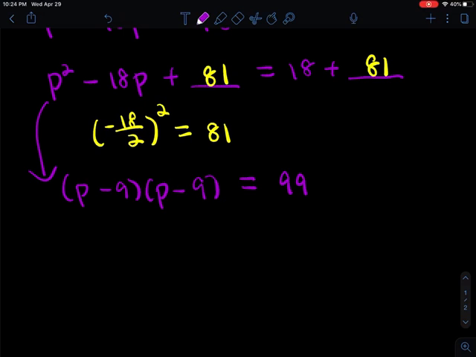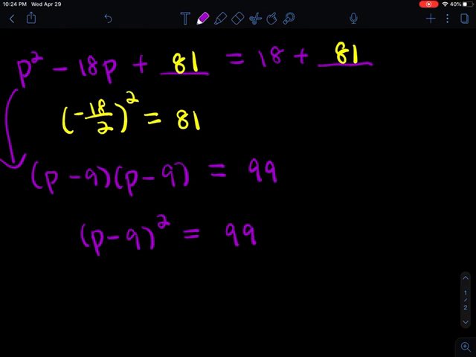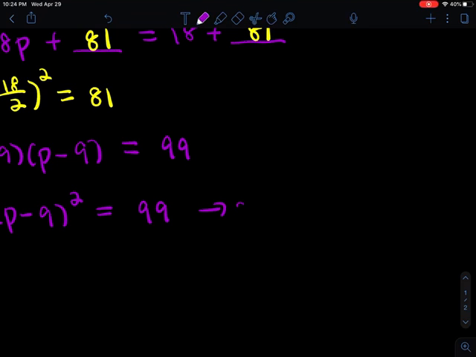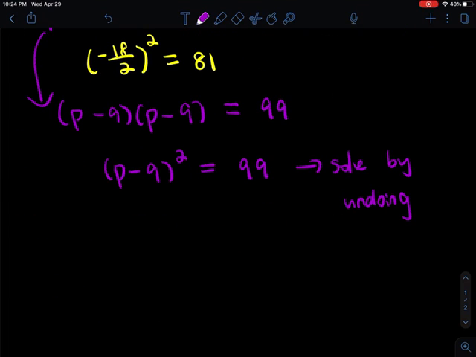And that's going to be 99 if I add up 18 and 81. But this is p minus 9 squared. Okay, we've completed the square. So now we can solve by undoing, which we've spent a few days of doing.